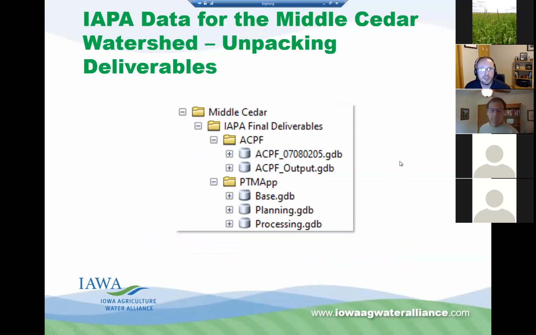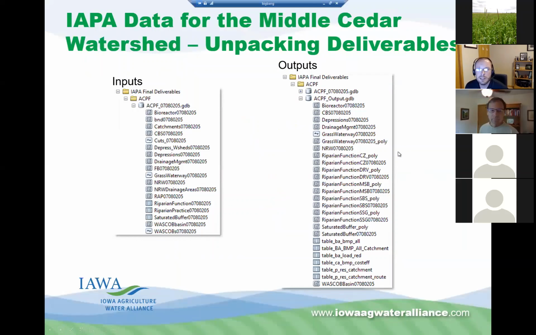Again, here's just what the deliverables from this project look like. If you don't have them, or if you've received them already, what you should get is a folder that's got an ACPF database contained in it, a PTM app database, and inside of the ACPF, you should see the standard polygon results, along with the enhancements that occur through running the IAPA system, attaching those water quality benefits to those ACPF conservation practices.